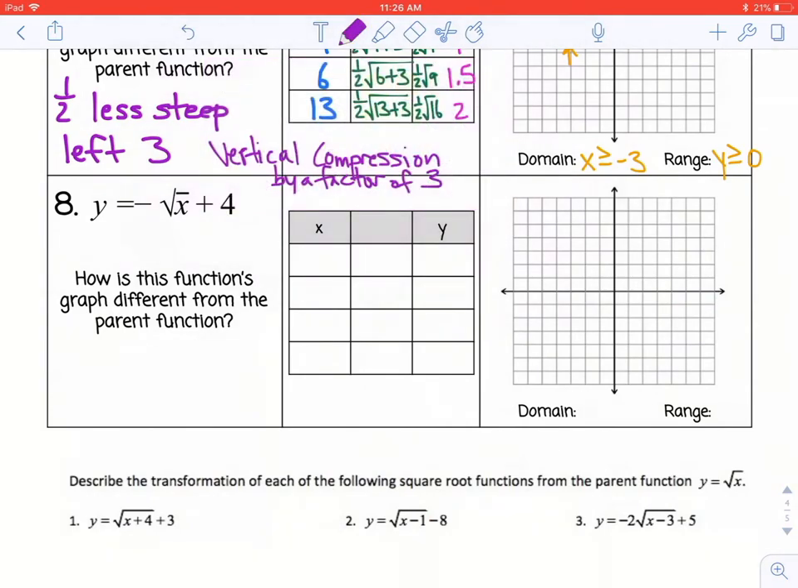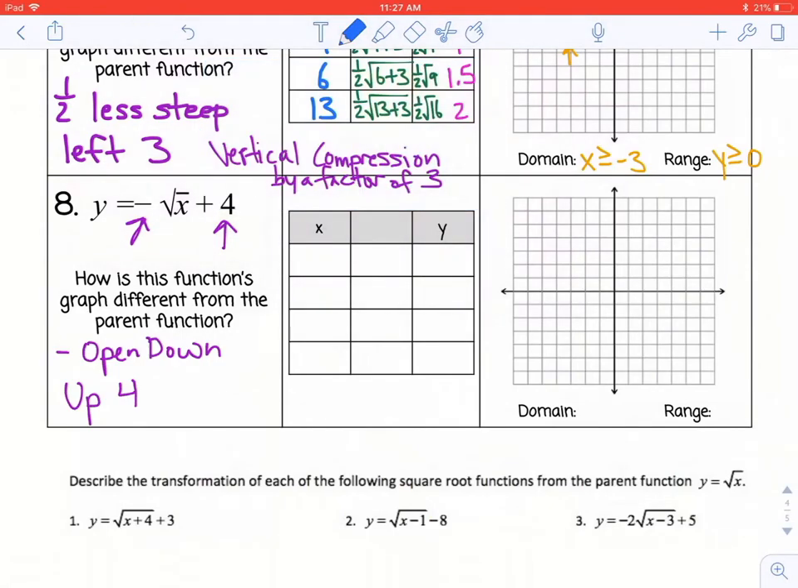y equals negative square root of x plus 4. So the negative and the 4 are the two parts we need to discuss. How is the function's graph different from the parent function? The negative makes it open down or reflect over the x-axis. And the plus 4 is not underneath the radical, so that makes it shift up 4 units.